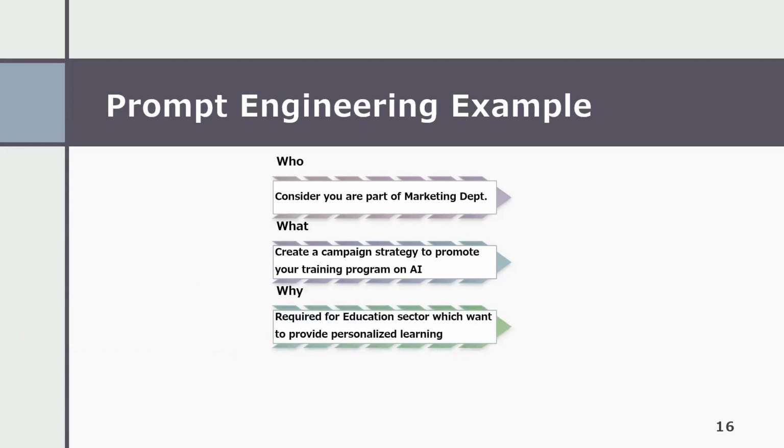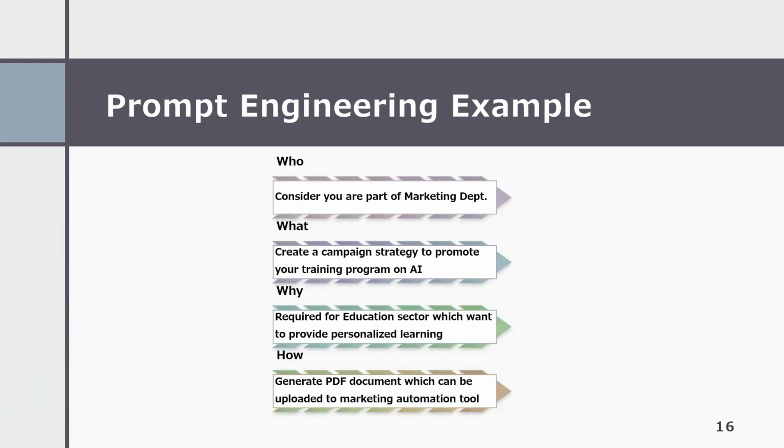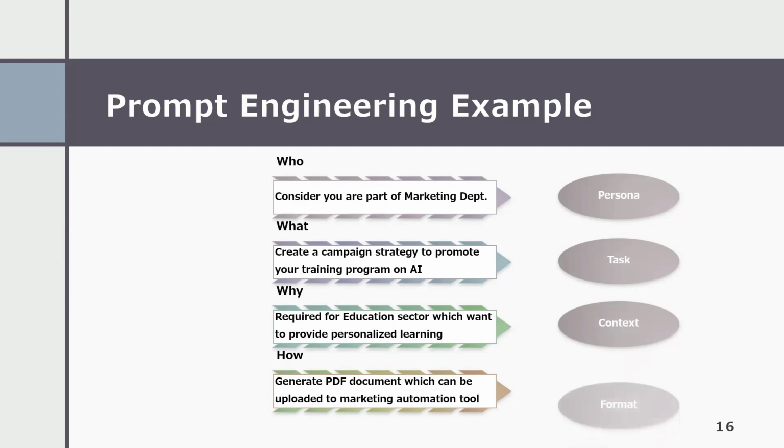Why? Required for education sector which want to provide personalized learning. How? Generate PDF document which can be uploaded to marketing automation tool. So persona is that you are a part of marketing department. Task is that you want a campaign strategy to promote your training program. Context is that it is for an education sector, for personalized learning. And the format is that you want a PDF format.